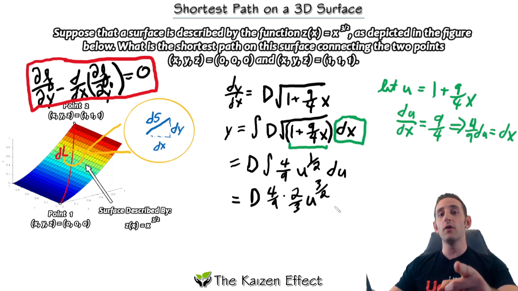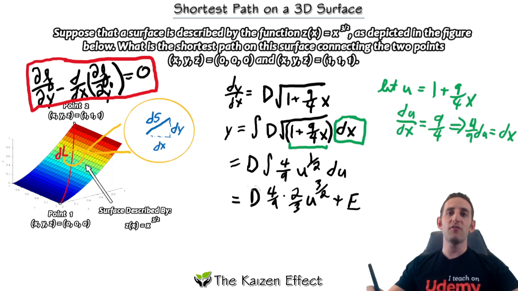We get a u to the 3/2. And then what do we have to do? Wait for it. We have to add a constant on, right? Because I didn't define these limits of integration. So we add on a constant, which I'm just going to use an e for. And that's basically the equation we get. So it sort of looks nasty. It sort of looks not as nice.